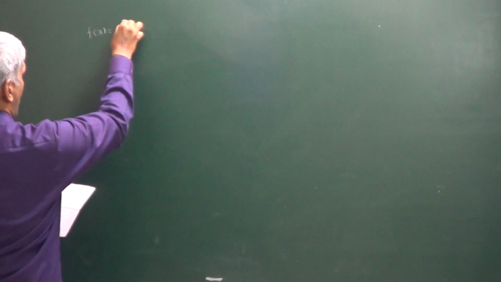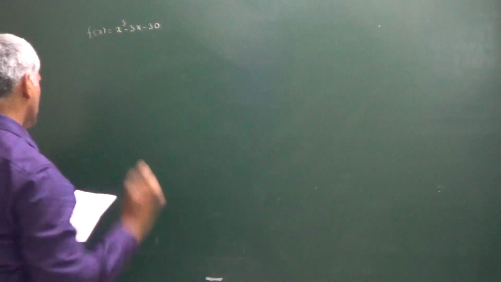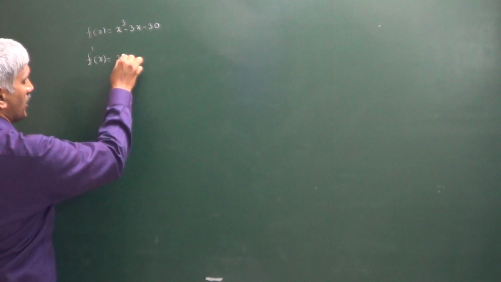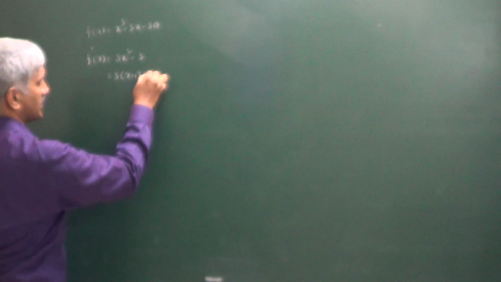The next question is given like this: f of x is equal to x cube minus 3x minus 30. That is the function f of x. Okay, right? We have to draw the graph for this function. Find out f dash of x. F dash of x is equal to, what about its differentiation? 3x square minus 3. Now if you take 3 common, you will get x minus 1 into x plus 1.